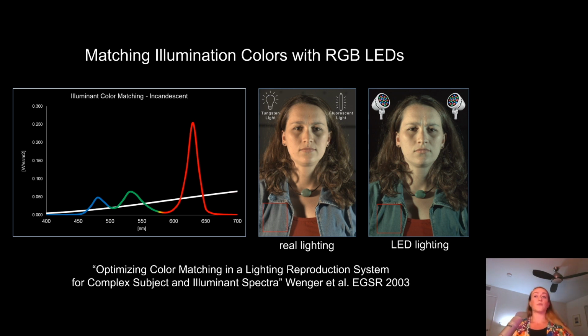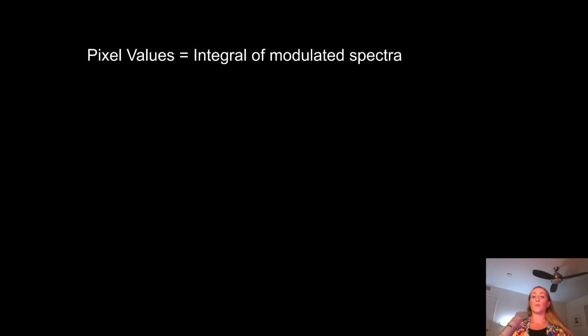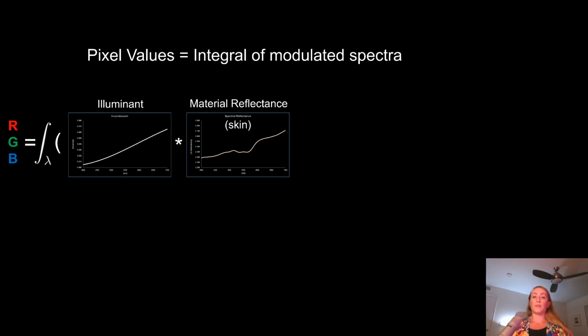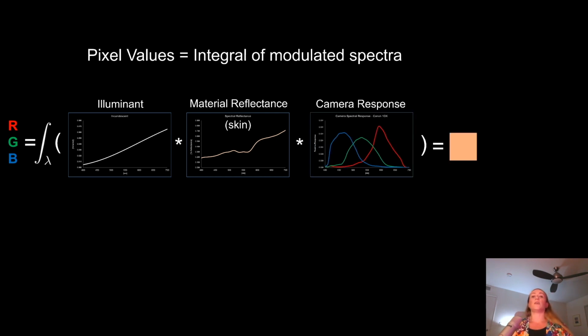This is most obvious for the denim jacket, but it's also true of the skin tones as well if you look closely. Now what's happening here, and this is really a key point for the course today, is that the world is acting as a spectral renderer. Pixel values are produced by integrating over all wavelengths a fully spectral modulation of a seen illuminant by the reflectance of the material being illuminated. In this case, we're looking at a reflectance spectrum for skin. This is integrated against the camera spectral response for each color channel.